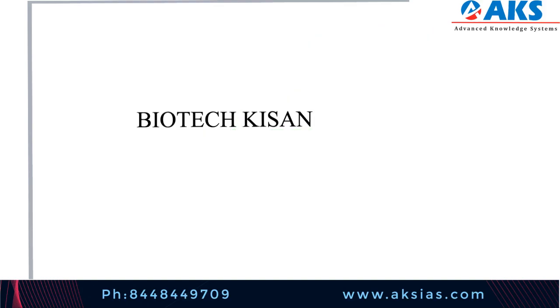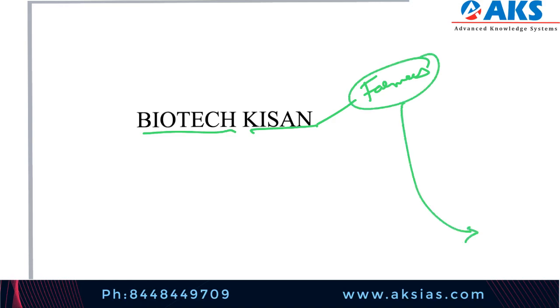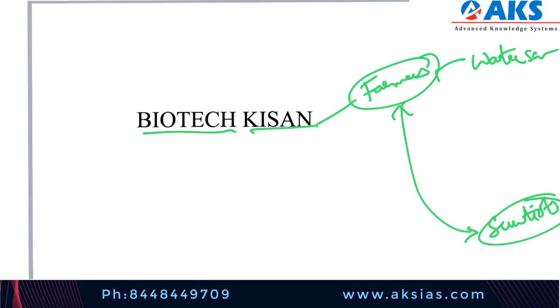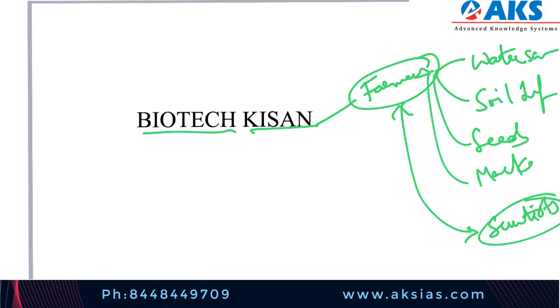So let us understand the crux of this scheme. See, this scheme aims to understand the problems of farmers and provide solutions to them. It also passes on the information of farmers to scientists, so scientists can provide appropriate solutions to the farmers. See, farmers are having problems in water scarcity, soil infertility, seeds and market.